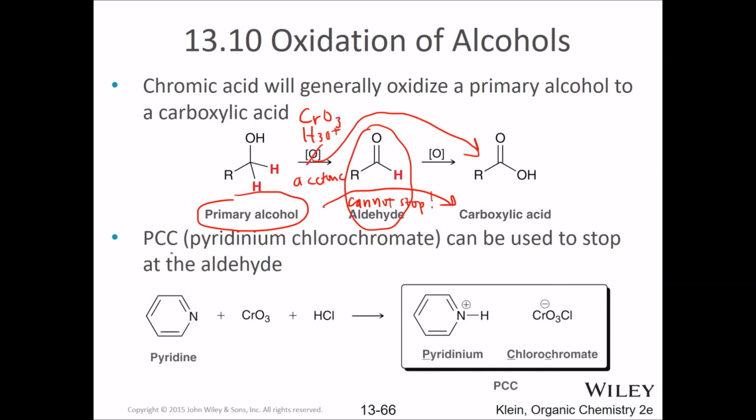Now, if you want to make an aldehyde from a primary alcohol, you have to use something else called PCC, pyridinium chlorochromate. So this is going to show up in your reagents either as this or simply as PCC. And PCC will take a primary alcohol and go to an aldehyde.